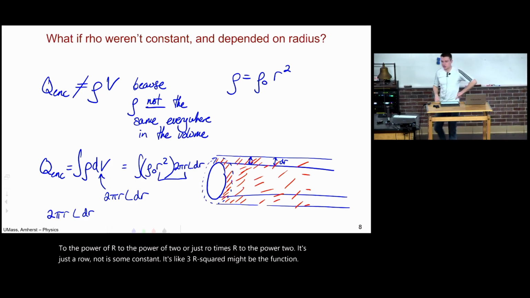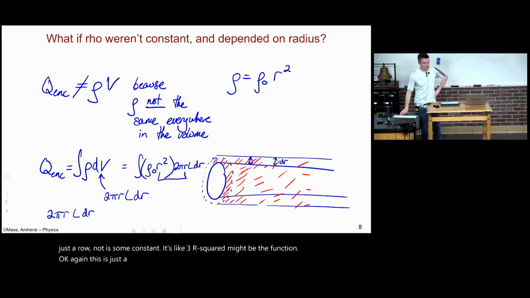Okay, again, this is just a sketch. The only thing that changes when rho is not constant is you can't multiply rho times v anymore. You have to integrate rho dv.